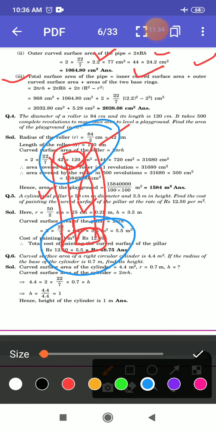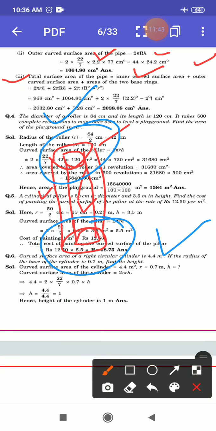Okay, because two circles are also formed on the top and the bottom, that's why we have to add here the area of the two base rings. Okay, so that's why we have to add it here, the area of the two base rings.